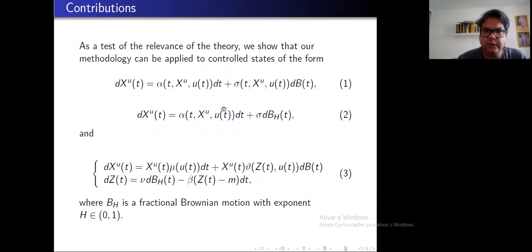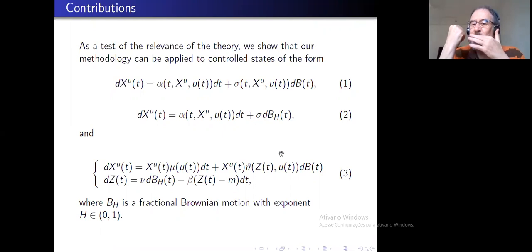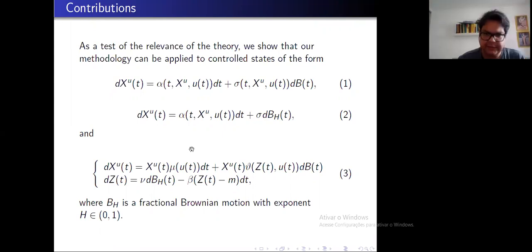And equation 2 is a different type of non-Markovianity, because the lack of Markov property comes from the driving noise. So the driving noise is the fractional Brownian motion. Okay, and the third one is a rough stochastic volatility model. Probably I will not have time to discuss it, but it also fits into our framework.